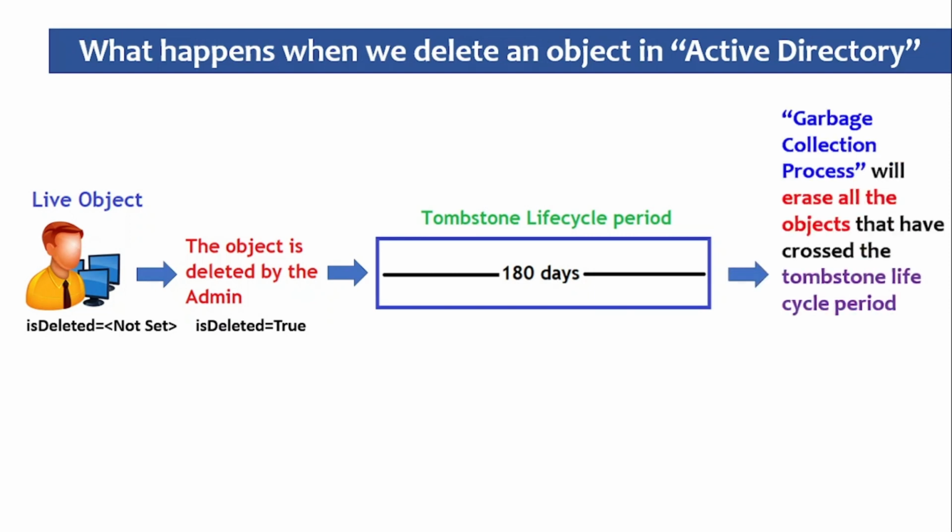And after 180 days, the garbage collection process will erase all the objects that have crossed the Tombstone Lifecycle Period. So we'll be seeing what the garbage collection process is in our upcoming slides. So this is the entire context over here. Live object, admin deletes it, moves to Tombstone for 180 days. After 180 days are over, garbage collection will erase all the objects from the tombstone which have crossed 180 days.